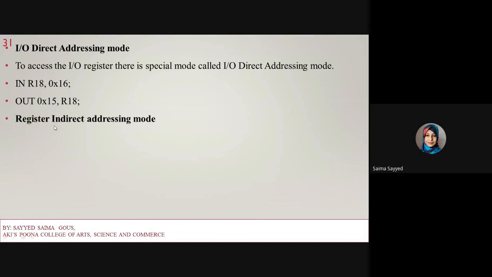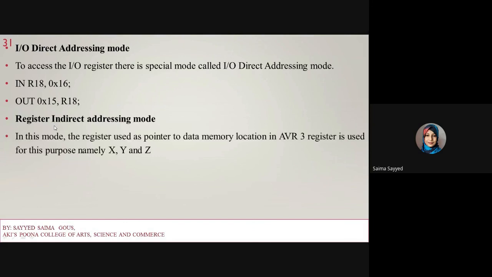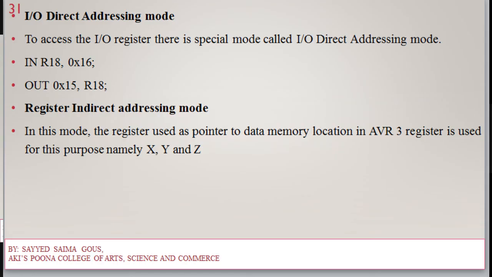Next, register indirect addressing mode. Here in this mode, the register is used as a pointer to a data memory location. In AVR, there are three registers for this purpose: X, Y, Z. They are called indirect registers. Hope you have understood the instruction set, the different addressing modes, and basic arithmetic and logical programming.